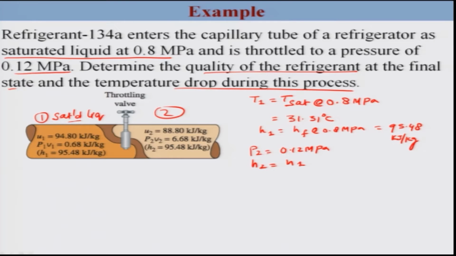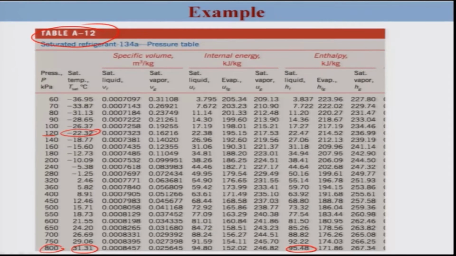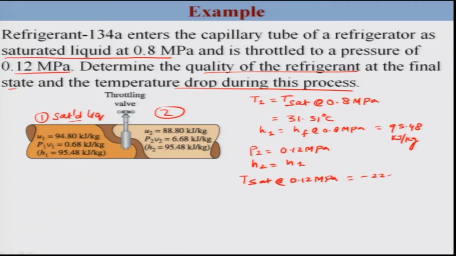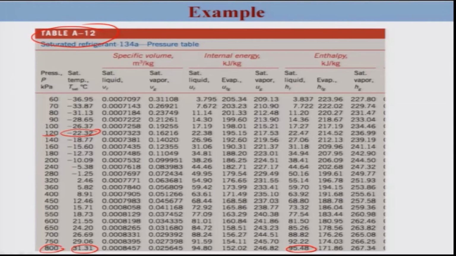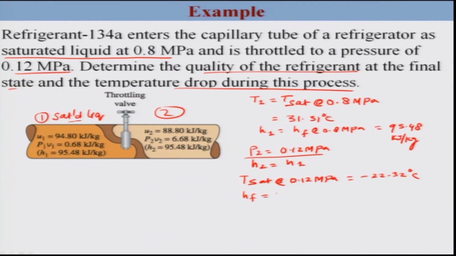So, the corresponding T sat at 0.12 megapascal is minus 22.32 degrees Celsius, and the corresponding hf at this pressure can be obtained here. hf is 22.47 and saturated vapor hg is 236.99. Since h is constant and h1 is 95.48, this means it lies between these 2 points. So, as I said, hf is 22.47 and hg is 236.99.